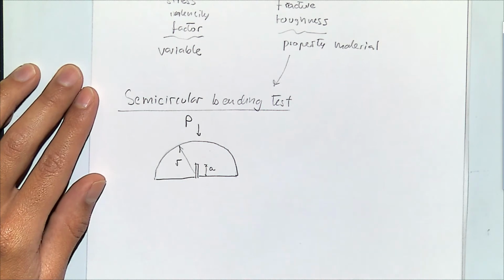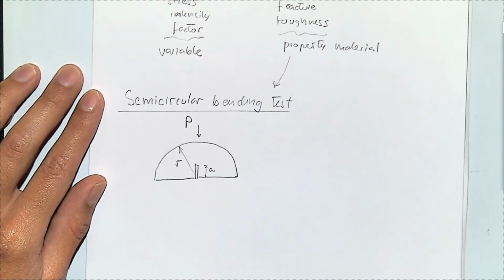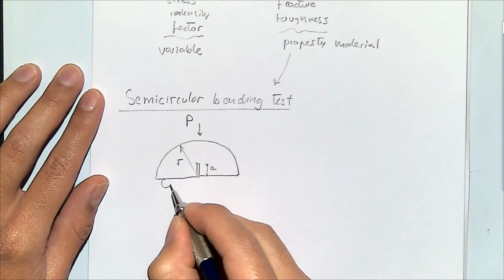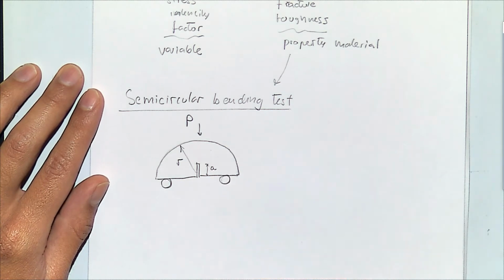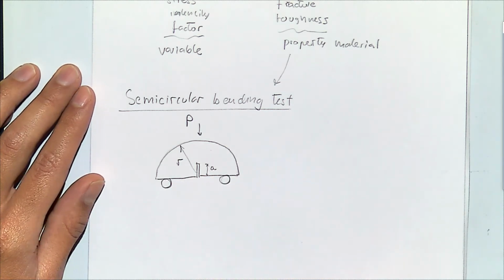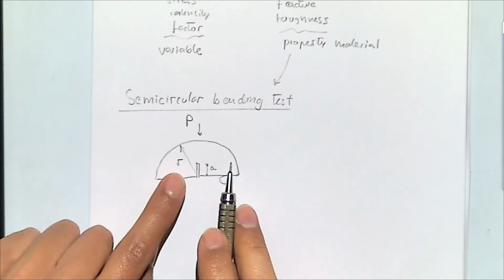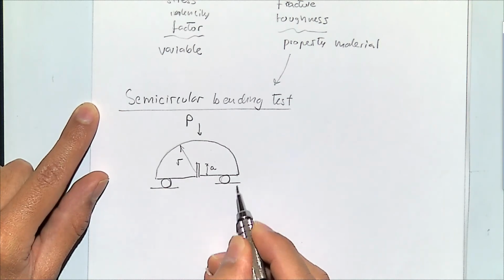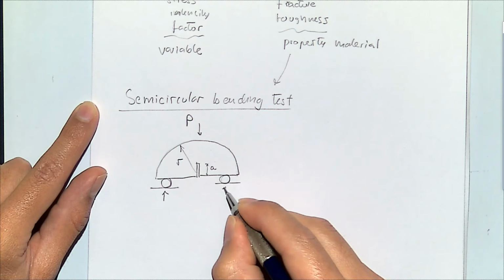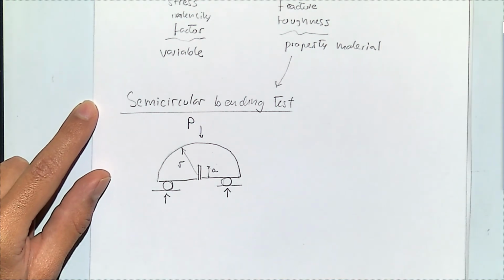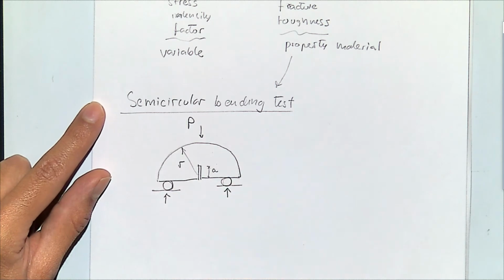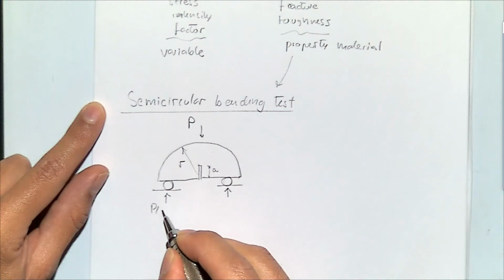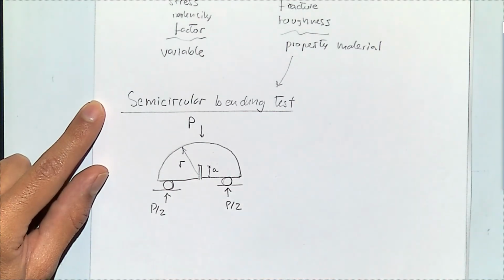on the top, similar to the Brazilian test, but now it's with the semicircular sample. And on the Brazilian test, we didn't have to worry about this, but in this case, you have to use some rollers here on the bottom so that when you apply the pressure, the rock can go sideways without any problem. So these are rollers. And here you're going to have the reaction to the applied stress. What is going to be the reaction? If this is P, if this is well centered, the reaction has to be P over 2.